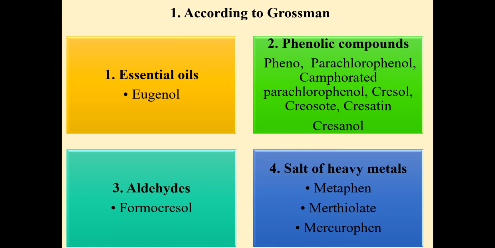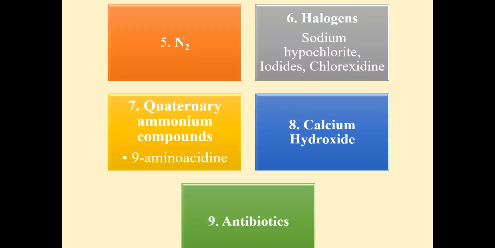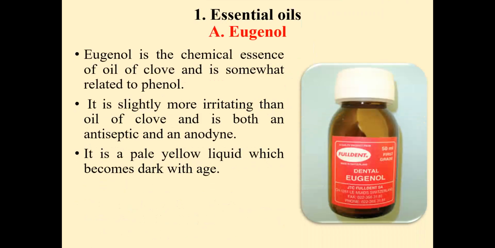Classification of intracanal medicaments according to Grossman. First, essential oils containing eugenol. Second, phenolic compounds such as parachlorophenol, camphorated parachlorophenol, creosote, quercetin, trisinol. Third, aldehydes, that is formocresol. Fourth, heavy metal salts such as metaphen, merthiolate, mercurophen. Fifth, nitrogen. Sixth, halogens: sodium hypochlorite, iodides, chlorhexidine. Seventh, quaternary ammonium compounds such as 9-aminoacridine. Eighth, calcium hydroxide, and last, antibiotics.